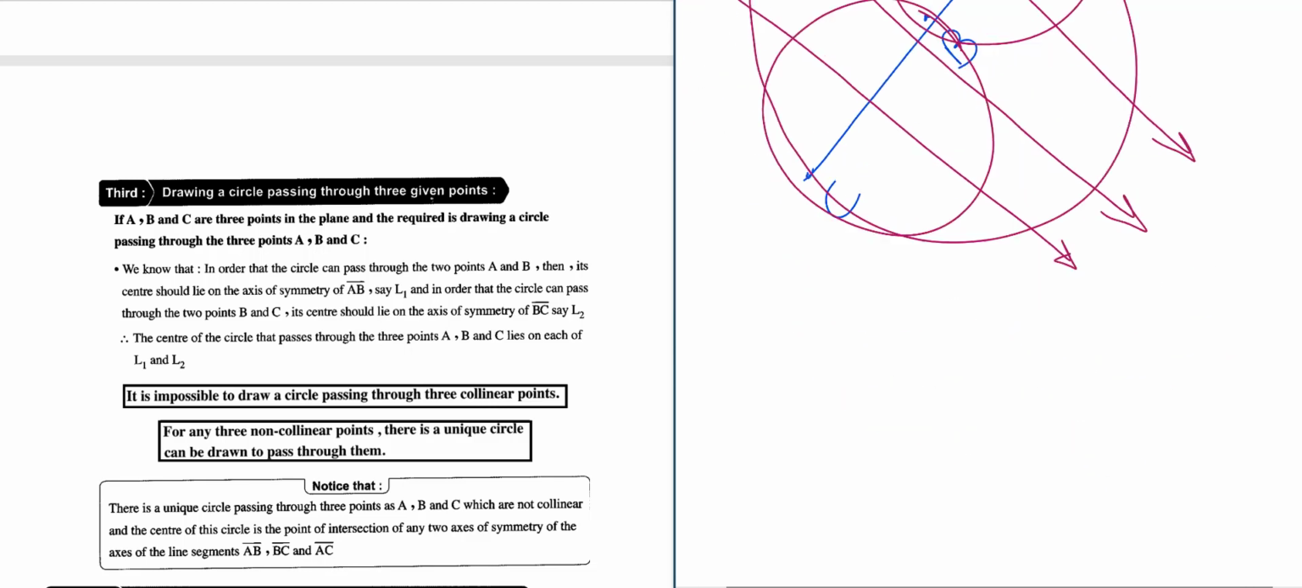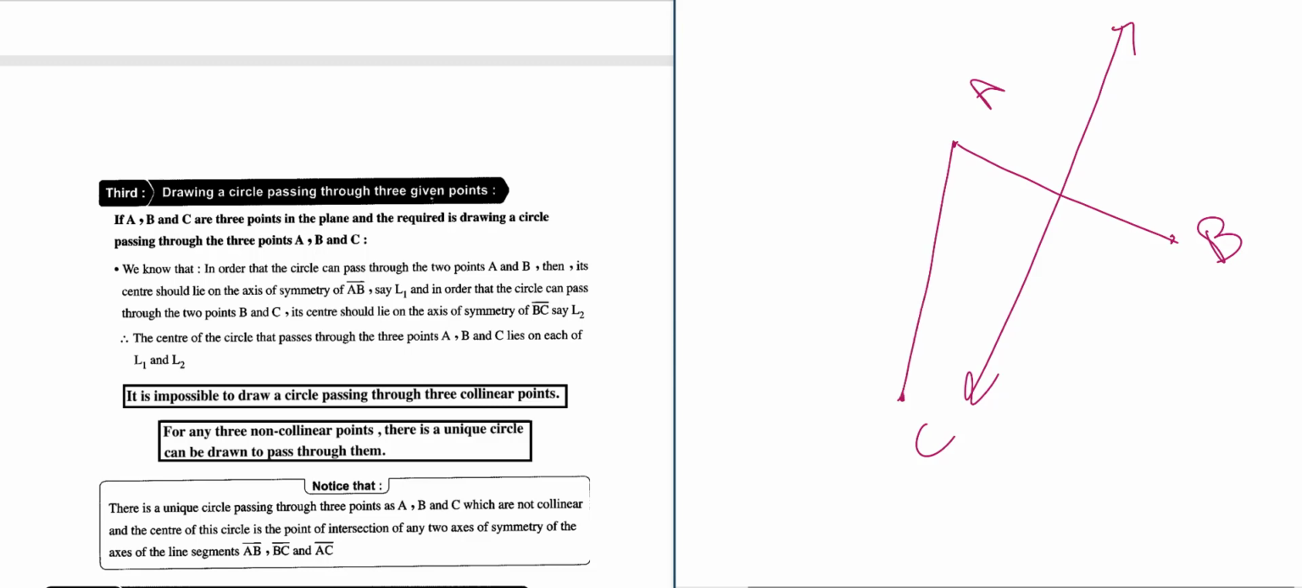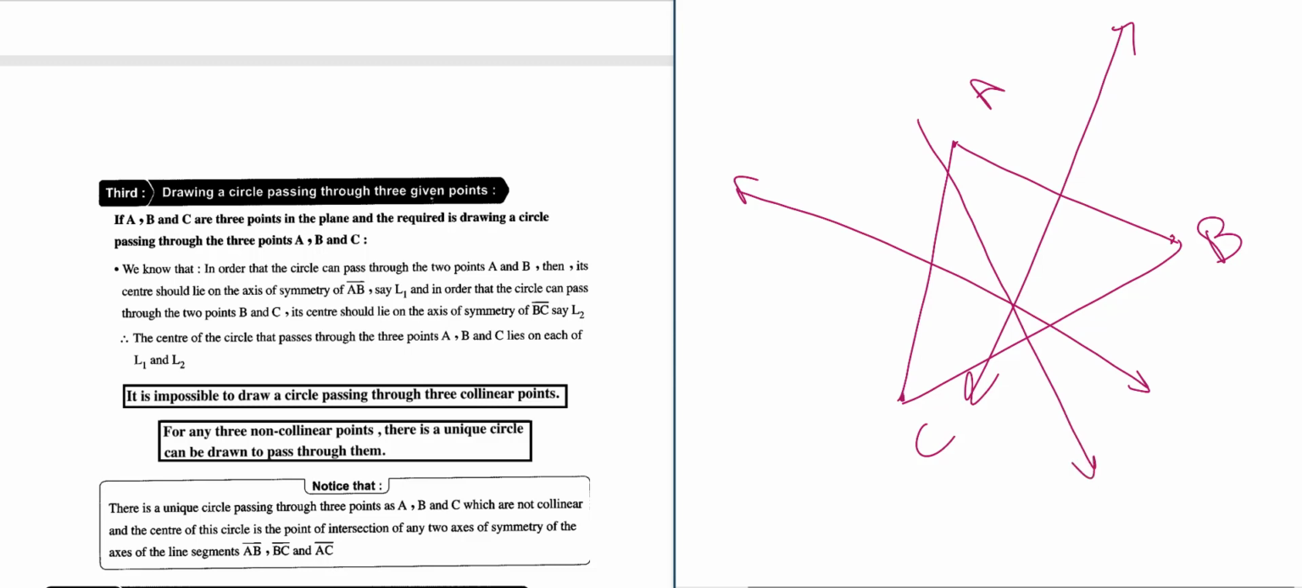But if the 3 points are not collinear, what's the meaning of not collinear? They are coplanar, like these 3 points, point A, point B, point C. Between A and B, we can draw an axis of symmetry like this. And between A and C, we can draw an axis of symmetry like this. And also between B and C, like this. As we show here, the 3 axes intersect in one point.